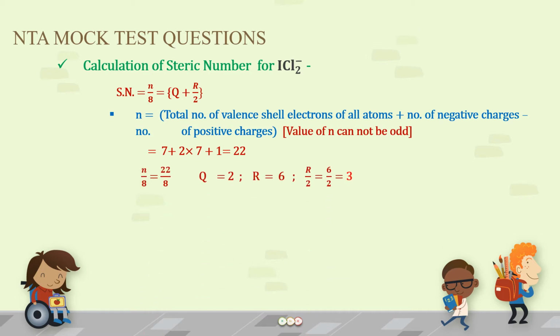Divide this 22 by 8. What you will get as the quotient is 2. 8 into 2 is 16, and the remainder will be 6. 6 divided by 2 will give us 3. Okay, so the steric number is going to be equal to Q plus R by 2, so this will be 5. Now steric number 5 means that there will be 5 orbitals participating in hybridization. When 5 orbitals participate in hybridization, the hybridization is going to be sp3d.